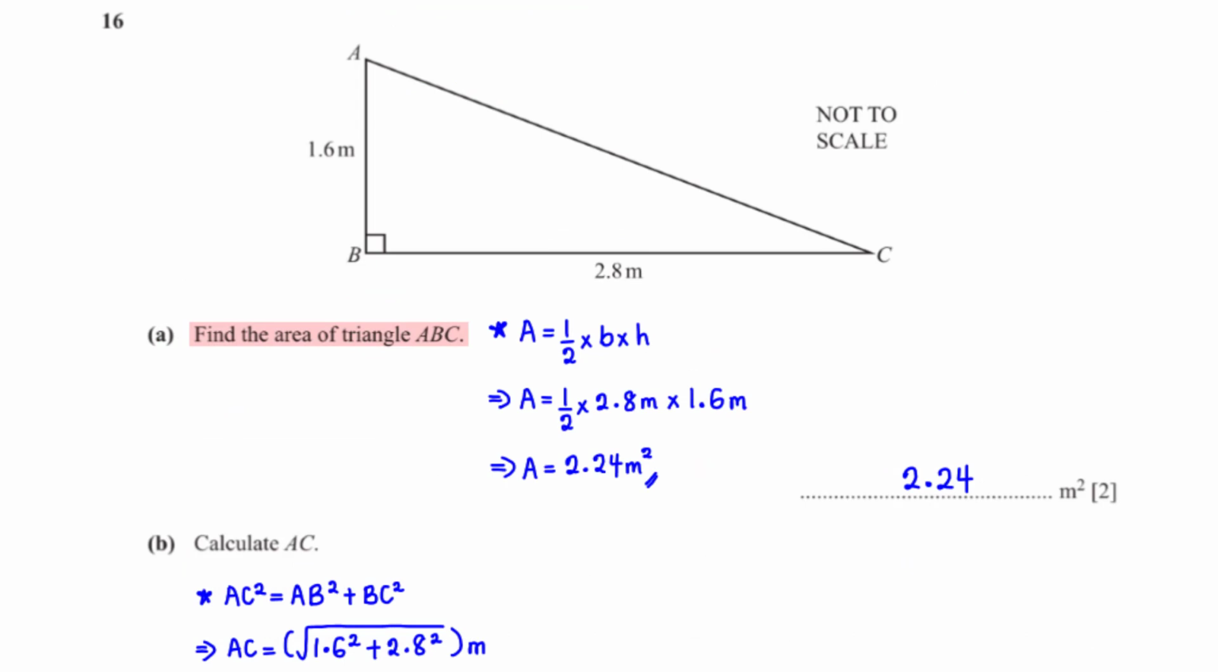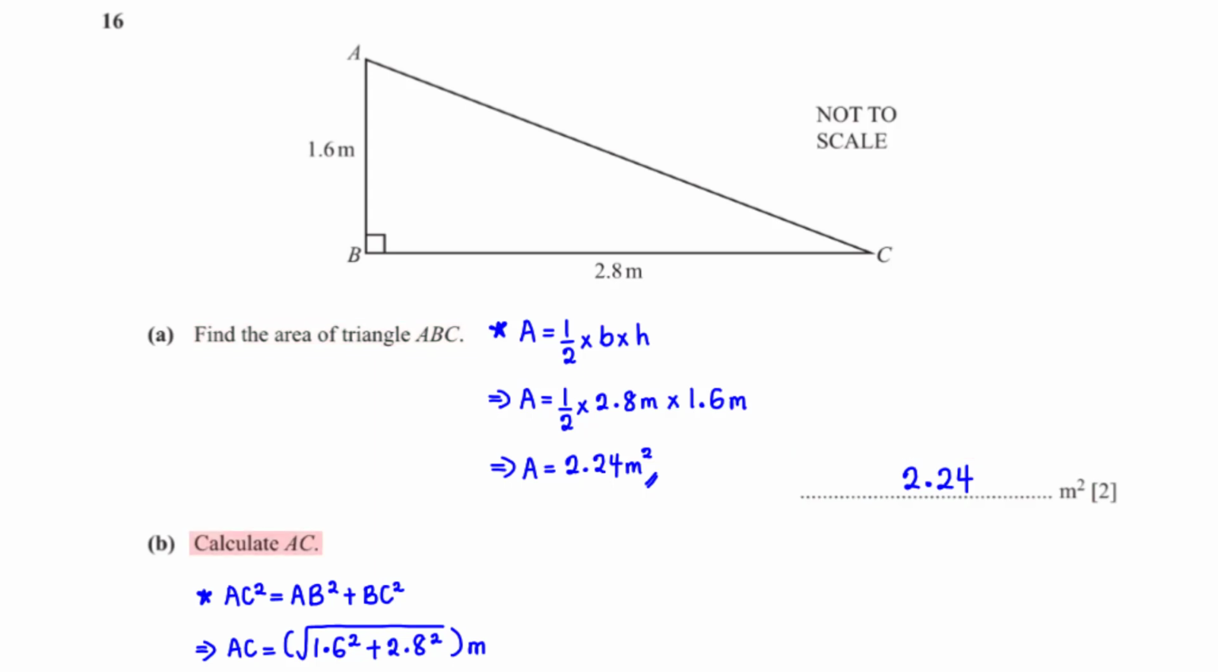Find the area of triangle ABC. Here is the formula for the area of a triangle. We've been given the base B of the triangle to be 2.8 meters and the height H to be 1.6 meters. When we type this into the calculator, we get 2.24 meters squared.